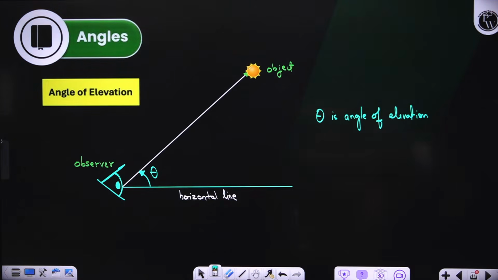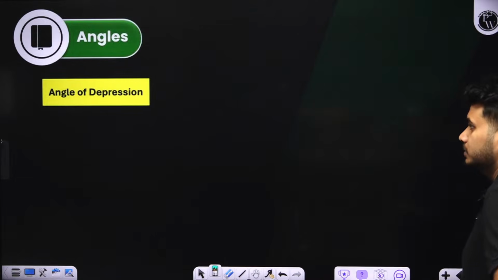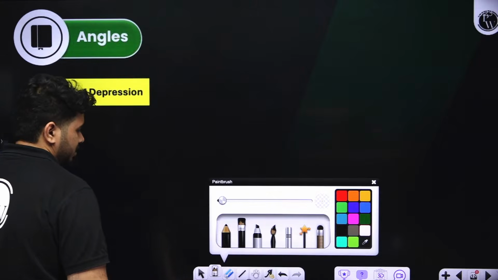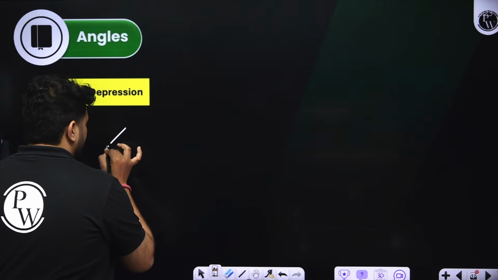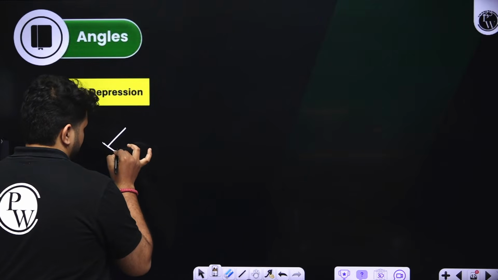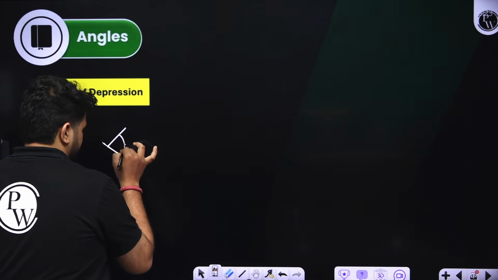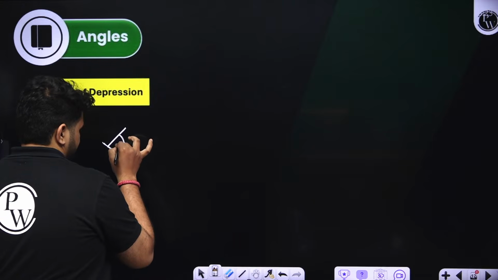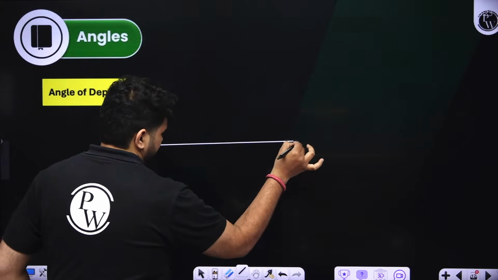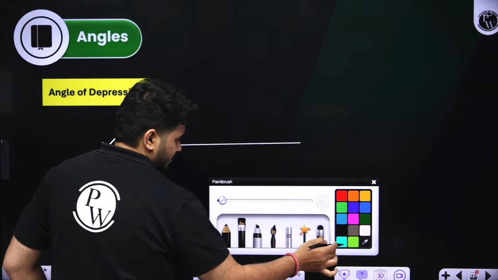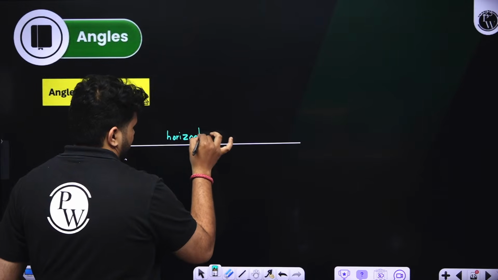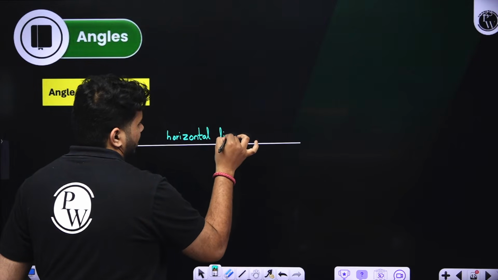Okay, fine. Look at this angle of depression. Depression here does not mean depression, it is just the angle. Here there is an observer now. This is his eyes. And he will be having a horizontal line of reference, like this. Horizontal line or reference line.